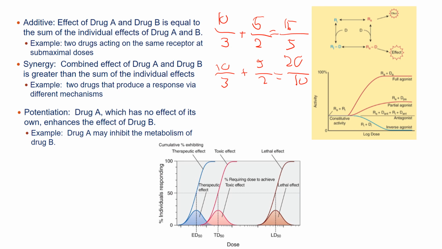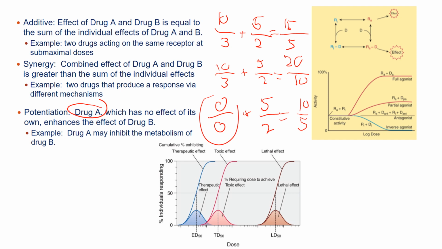Now let's talk about potentiation. Essentially, to potentiate, one of the drugs needs to have no effect of its own. So let's say in this case, drug A doesn't change blood pressure. Let's say it's 0 over 0. And let's stick with our 5 over 2 of B. What a potentiation drug would do is make that final response something like 10 over 5.